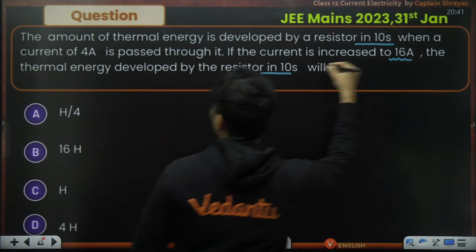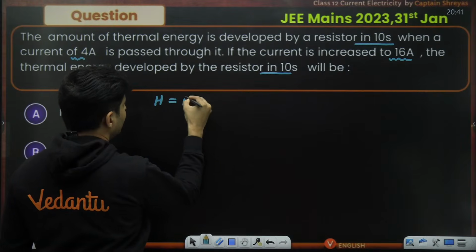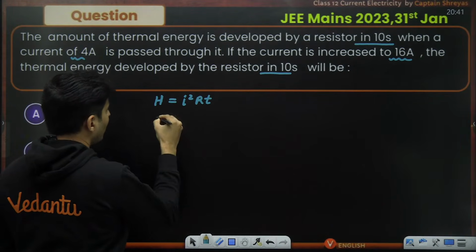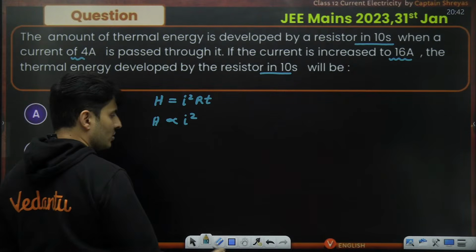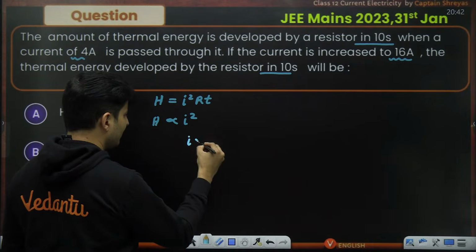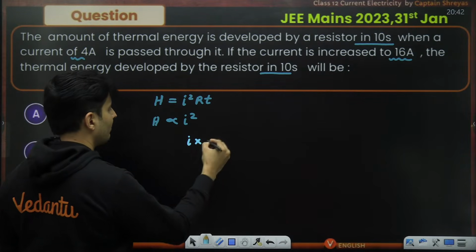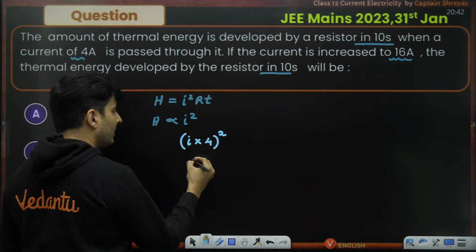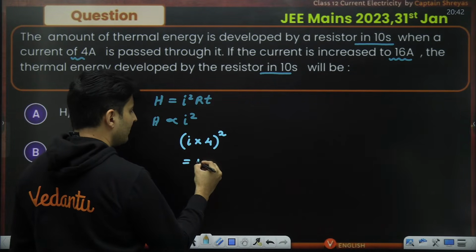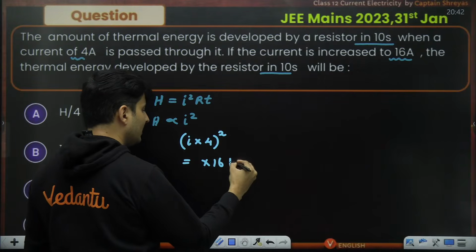It is only the current which has been changed, and H, heat developed, is I squared RT. Therefore, H is directly proportional to the square of the current. So if current is made how many times? From 4 amperes to 16 amperes, 4 times. So the square of it will be made how many times? Will be made 16 times.